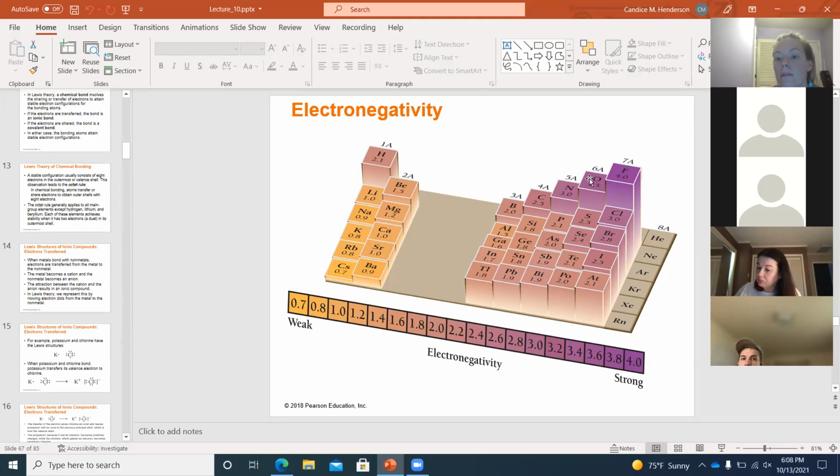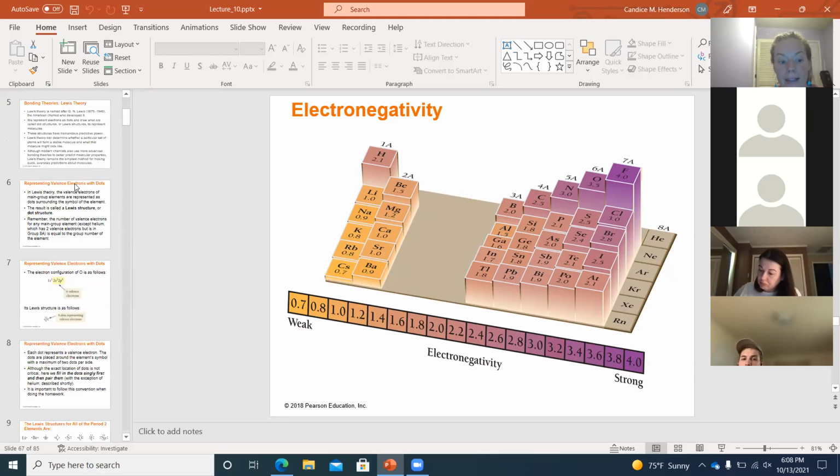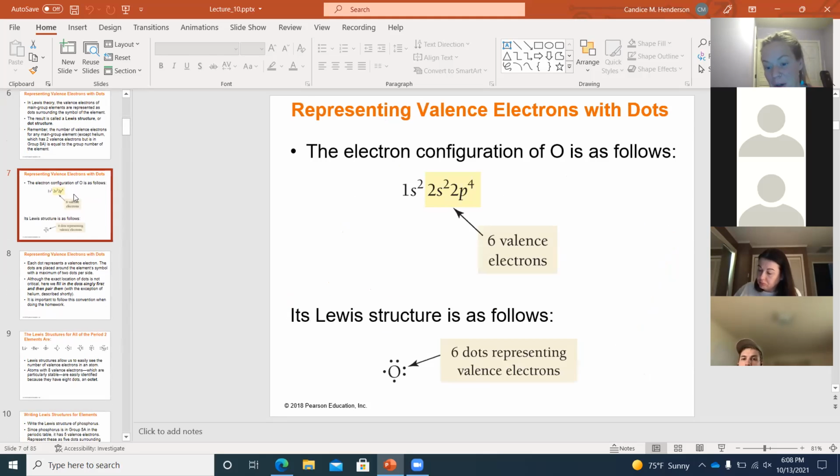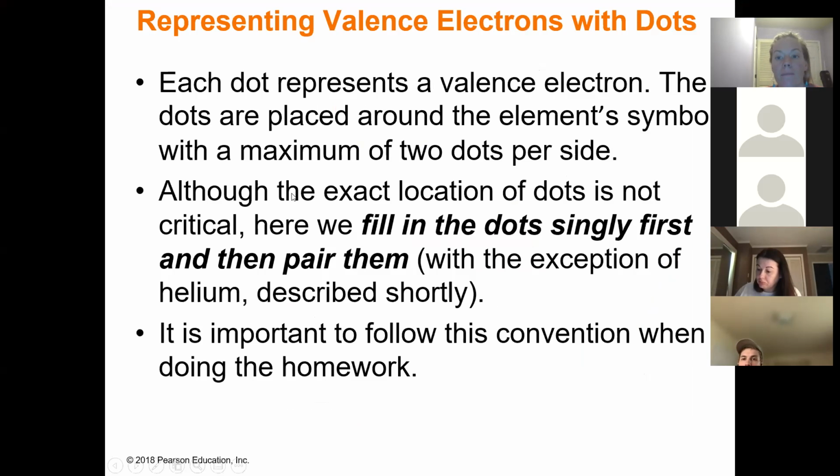So oxygen being in column 6, you can just jump to the conclusion that it has 6 valence electrons. That's what I would do. I would not write the electron configuration out. I would just go with whatever column you're in. So let's look at some of the other ones we have here.